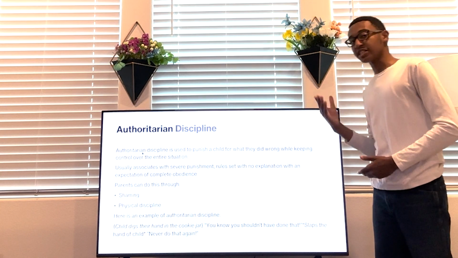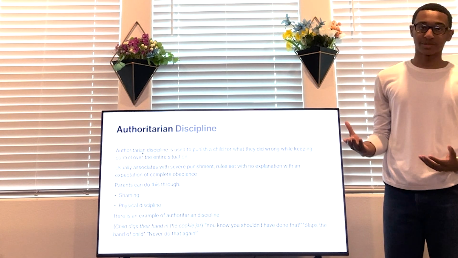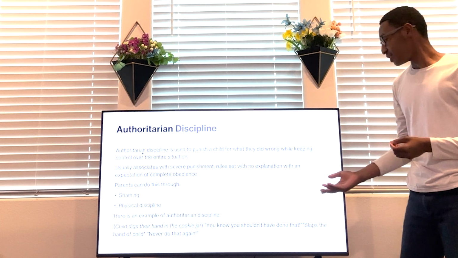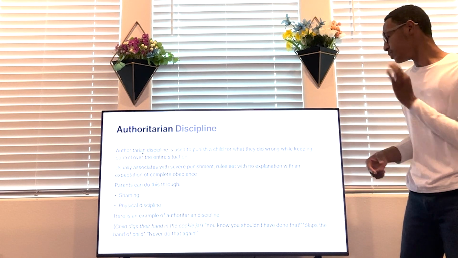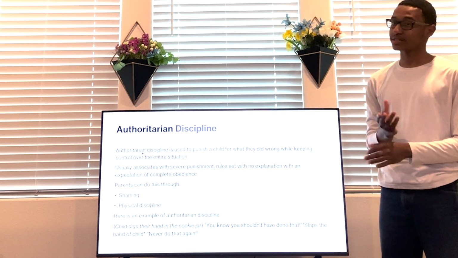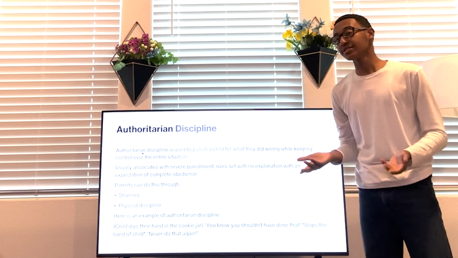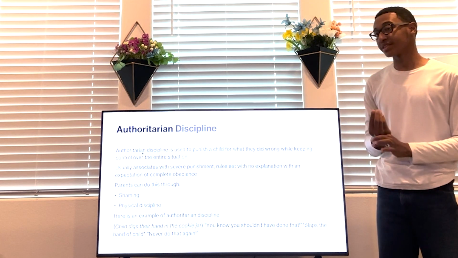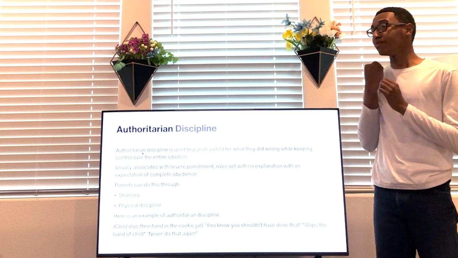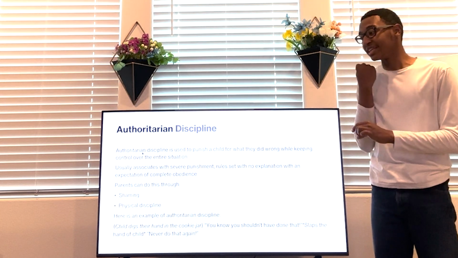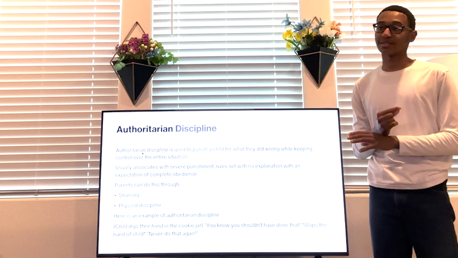Here is an example of authoritarian discipline. If a child digs their hand in a cookie jar, then a parent may say, you shouldn't have done that, and slaps the hand of the child and tells them to never do that again. It's an immediate reaction from the child that will make them understand that the parent does not want them to do this and that it is very important that they never do it again.